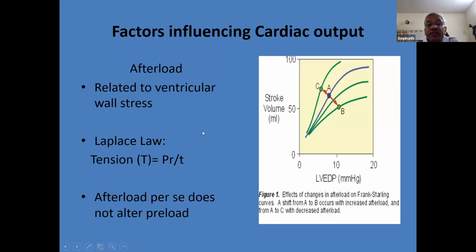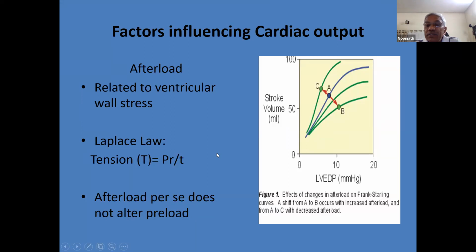Afterload, again, like I said, if the arterial blood pressure is high, or there is an aortic stenotic component, or there is high dose use of vasopressor in place, then this increases the left ventricular wall stress. So by the Laplace law, we know that P is equal to PR by T. And so basically the stroke volume shifts.